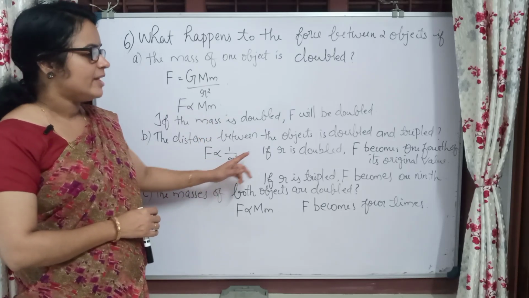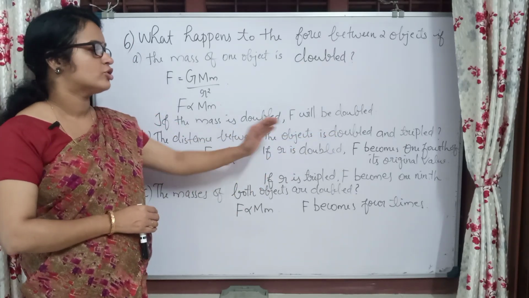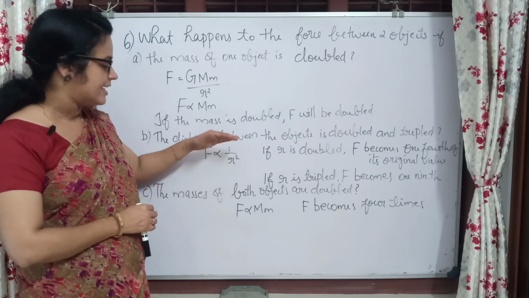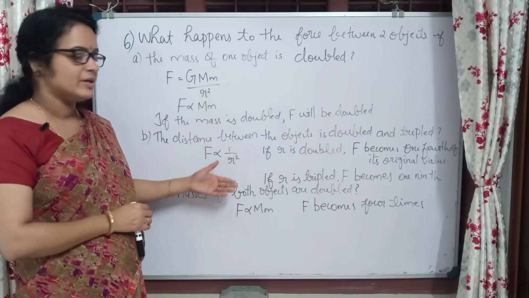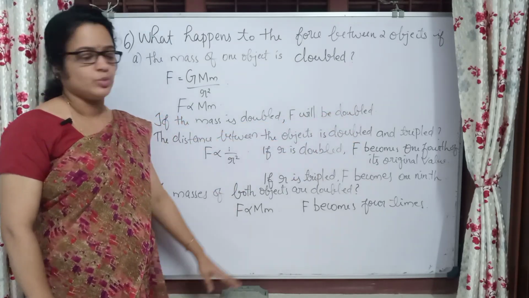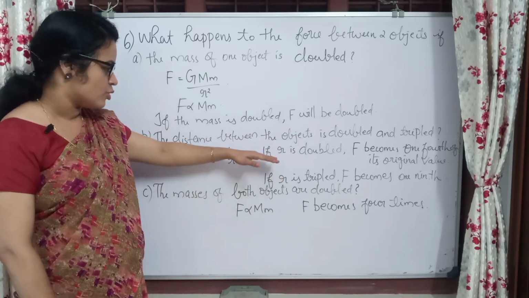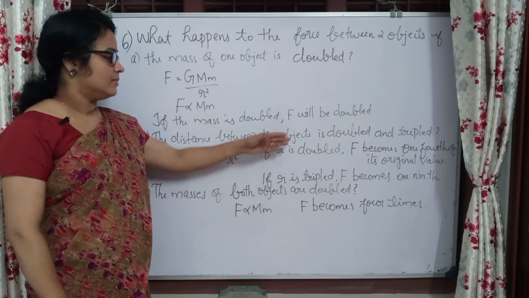Yes, that means the force becomes 1/4 of its original, because it will be decreased, right? F is proportional to 1 by r square, so if the distance is doubled, the force will become 1/4 of its original value. Okay, so the force becomes 1/4 of the original value.